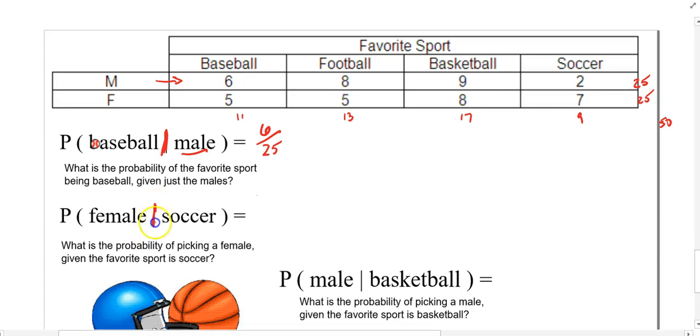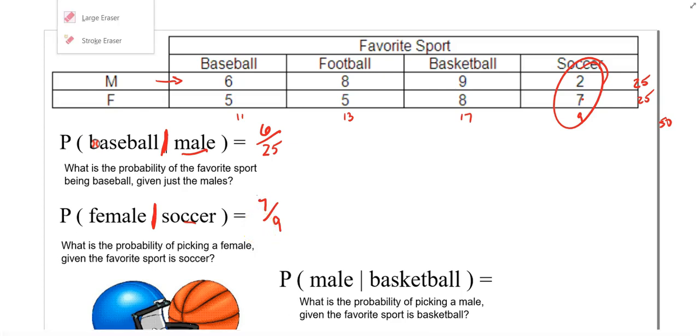Probability of female given soccer. So I'm only interested in the soccer players. All right, these are the ones I'm interested in. So there's 9 of them. Of those 9 soccer players, I'm only interested in these people right here. Of those 9 soccer players, how many are females? 7. 7 out of 9. That's your probability.